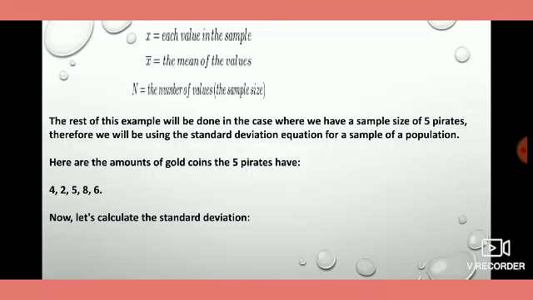Here are the amounts of gold coins the 5 pyramids have: 4, 2, 5, 8, 6. So this is our data set. Now let's calculate the standard deviation.